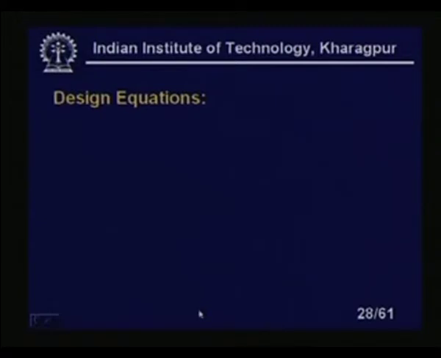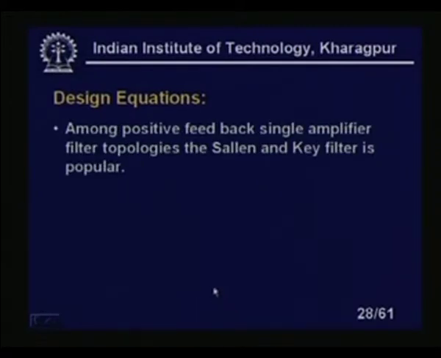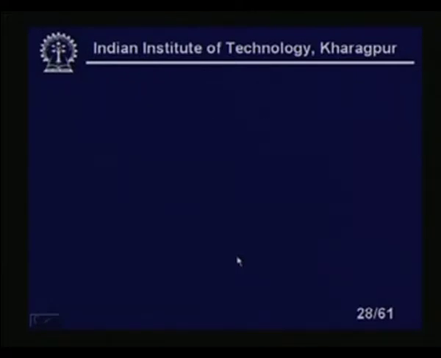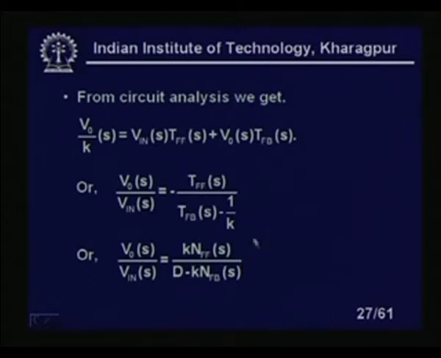So, let us look at the design equations. Among the positive feedback single amplifier filter topologies, we will not discuss this in detail, we will discuss it when we consider the circuits. We will find that in the enhanced negative feedback topology, we will get some tremendous advantages which we will not get in either the positive feedback topology or the simple negative feedback topology, right. Now, let us come to the practical circuits which we will realize based on single amplifiers, that means a practical second order filter circuit which is built around an op amp, right.